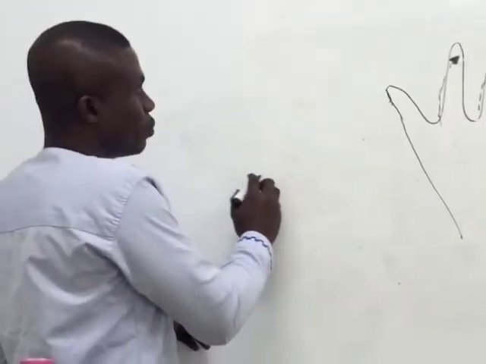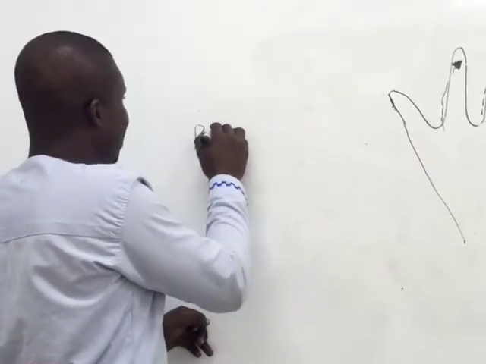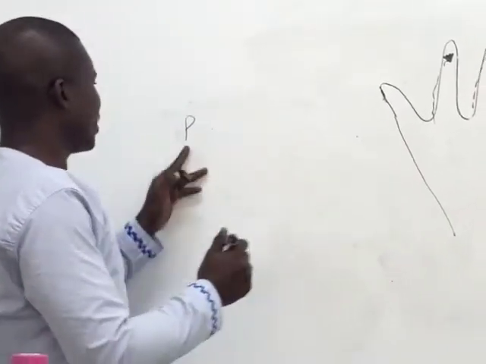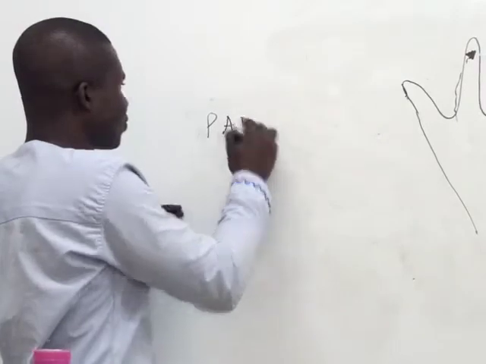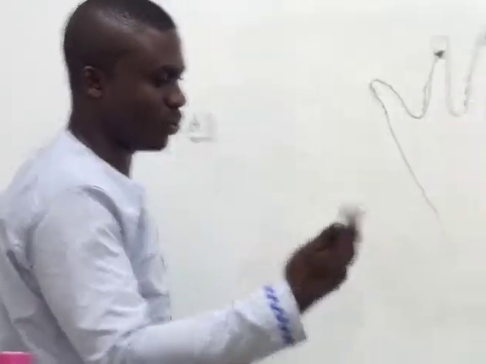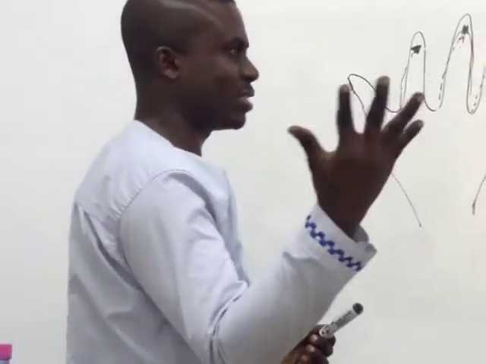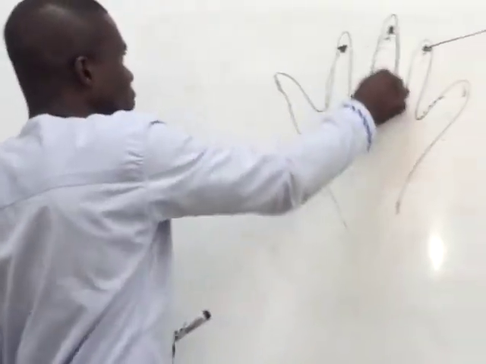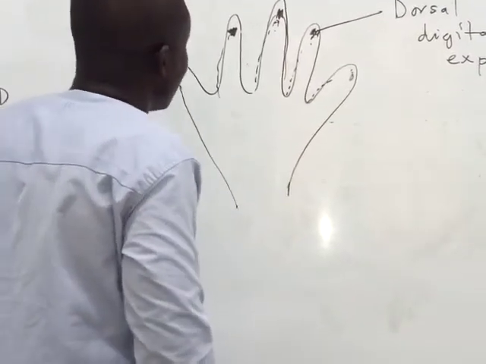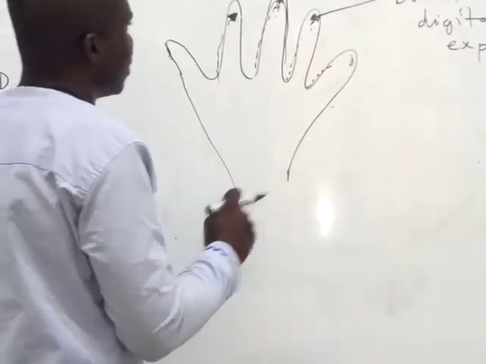Now, all the palmar interosseous muscles are unipennate. So just remember the word PAD. PAD is for adduction. So they are going to adduct the fingers to the middle finger.